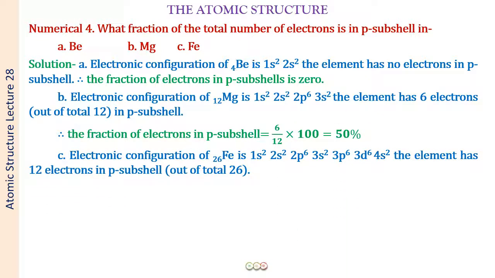Next we have iron. So the electronic configuration of iron with atomic number 26 is going to be 1s2, 2s2, 2p6, 3s2, 3p6, 3d6 and 4s2. And how many electrons are in the p orbitals? 6 of 2p and 6 of 3p, making it 12 electrons in the p subshells out of the total 26. And this is going to make the fraction in the p subshell 46.15%.